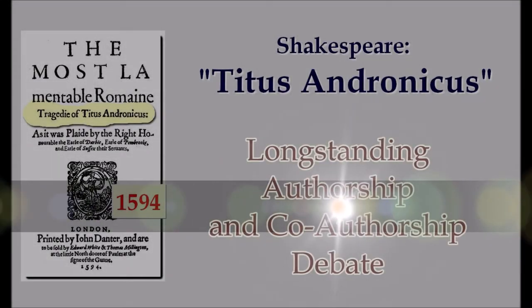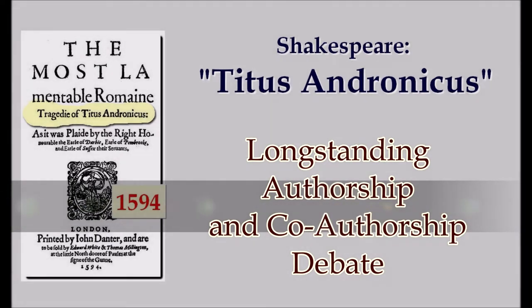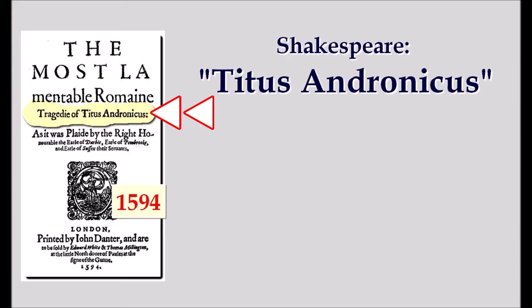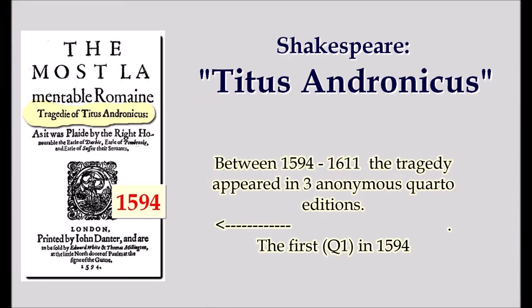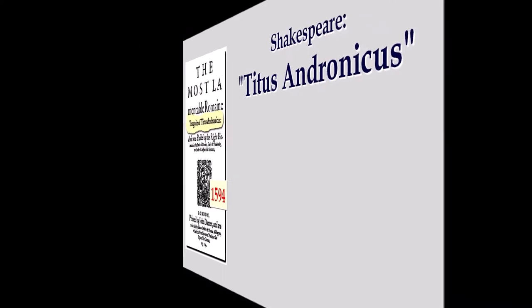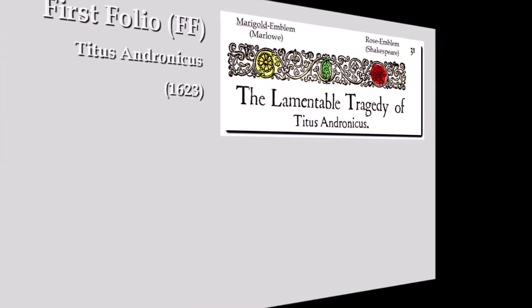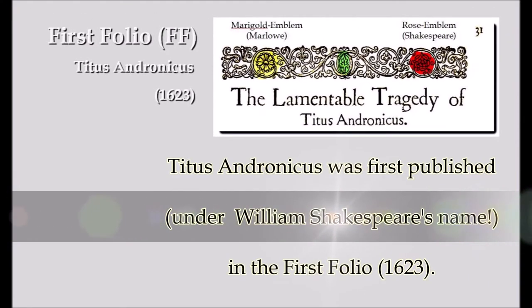A long-standing, rather bizarre authorship and co-authorship debate over the Shakespeare play Titus Andronicus has taken place for centuries. Between 1594 and 1611, the tragedy appeared in three anonymous quarto editions, the first in 1594. Titus Andronicus was first published under William Shakespeare's name in the First Folio.